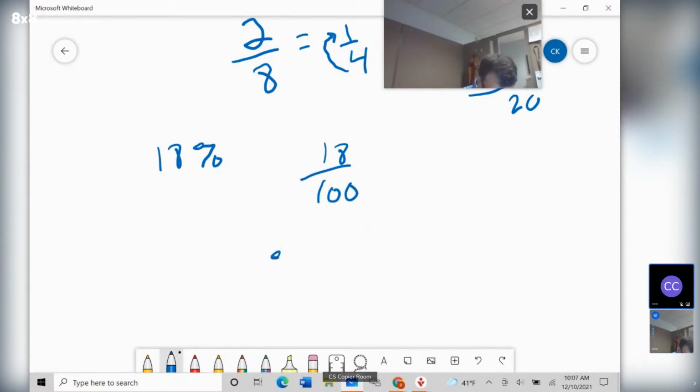But we remember that our place value, the tenths, then we have the hundredths. And last is the thousandths.